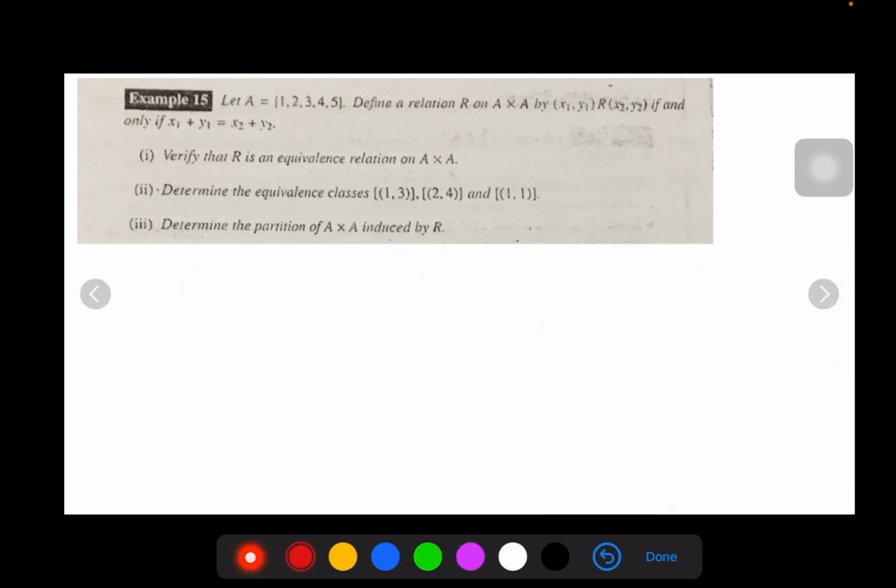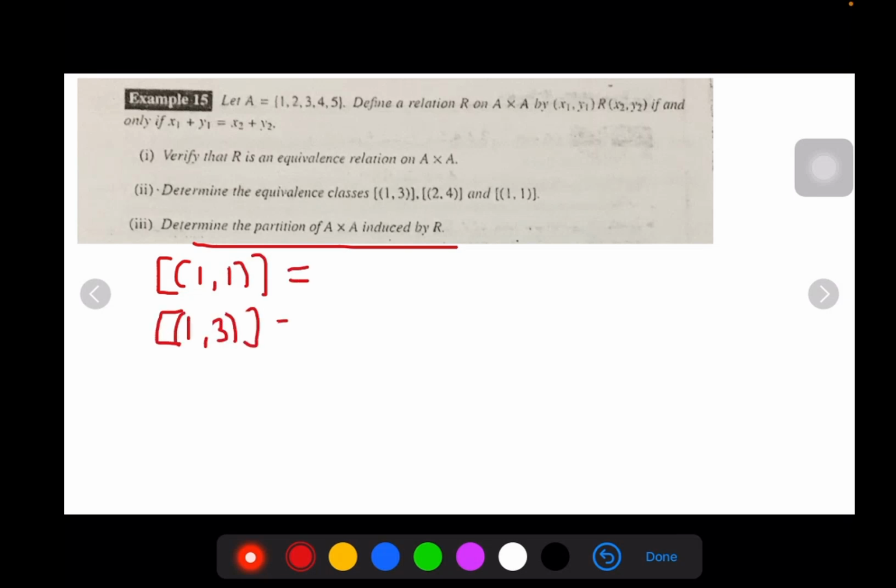Moving on to the third category, partition of A cross A induced by R. So how do we find this? We start with all the elements and find out the equivalence classes. Similarly, 1, 3 is already done in the previous case. Similarly, 2, 4 was also done in the previous case. In a similar way, other combinations can be tried.